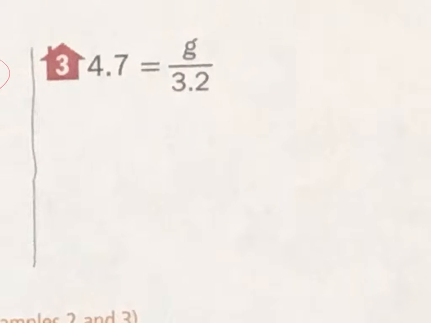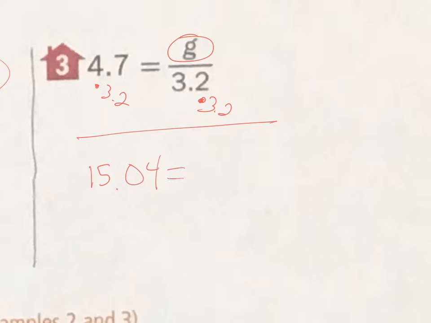Let's do number 3. I want to figure out what g is. So it's divided by 3.2, so I'm going to multiply by 3.2, and I'm going to multiply this by 3.2. Okay. 4.7 times 3.2 equals 15.04 equals, these cancel each other out, leaves me with g.